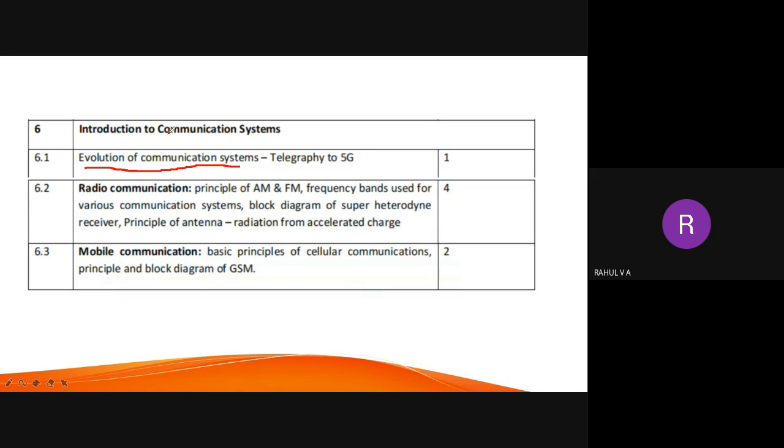Then we saw what the superheterodyne is. Before that, we saw the different frequency bands, so you can learn some 3 to 4 bands and their applications. Then we discussed the superheterodyne with the help of a block diagram, and we understood the importance of each block.